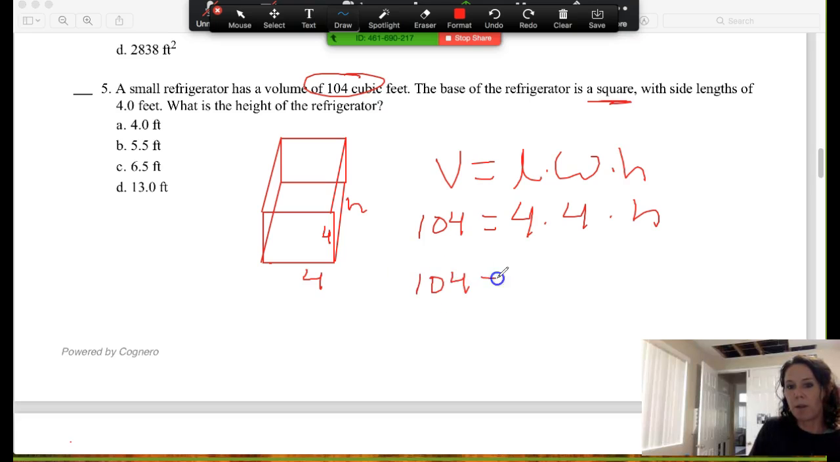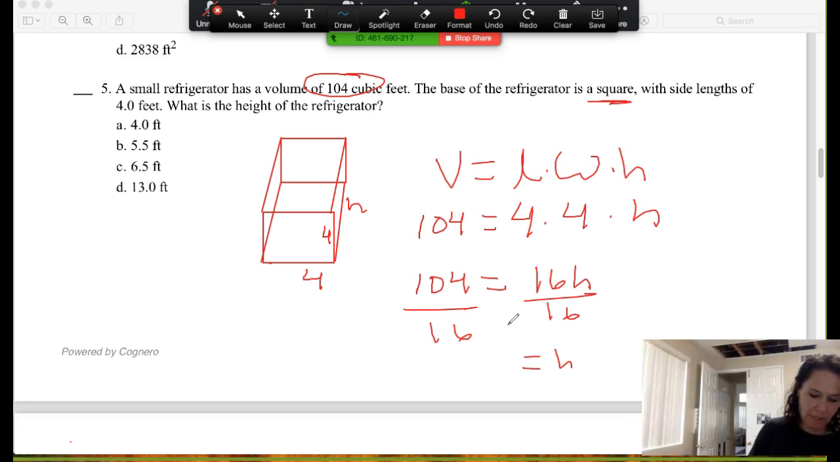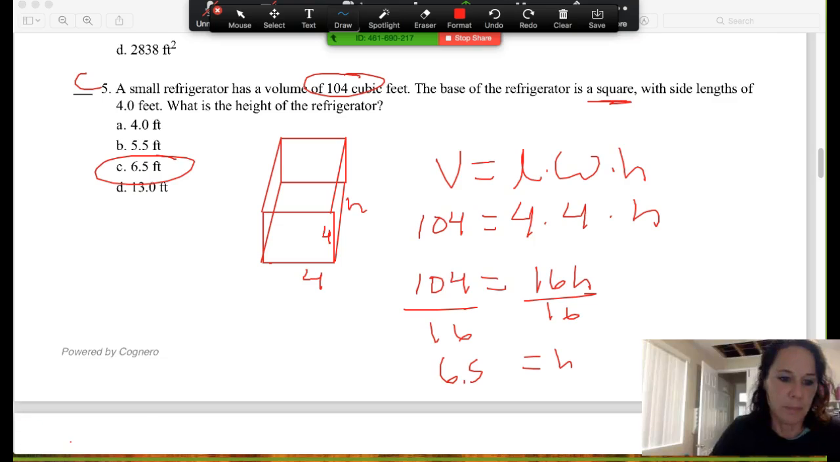So 104 equals 16 times the height. Divide both sides by 16. And you're going to get the height is, let's go 104 divided by 16, 6.5. And that will be in feet. So it's C. Once again, 4 C's in a row this time.